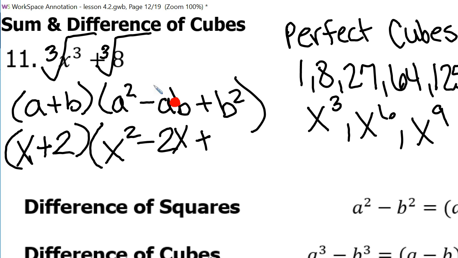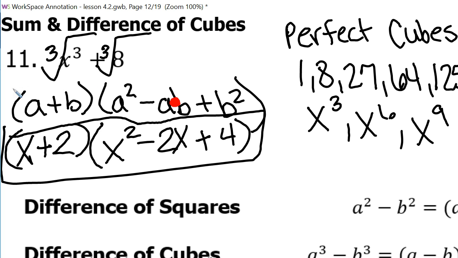Now, the last one in the trinomial is always a plus. And we need to take the b value and square it. So if the b value is 2, we need to square this 2. And what is 2 squared? 4. So here's our answer. For the binomial, it's x plus 2. For the trinomial answer, it's x squared minus 2x plus 4.